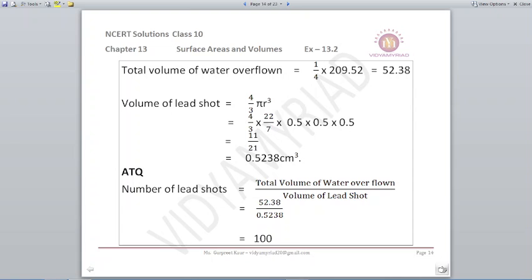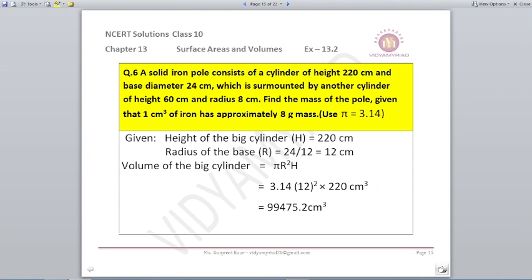Next, a solid iron pole consists of a cylinder of height 220 centimeters and a base diameter 24 centimeters, which is surmounted by another cylinder of height 60 centimeters and radius 8 centimeters. Find the mass of the pole given that 1 centimeter cube of iron has approximately 8 gram mass. Here we will be using pi as 3.14.